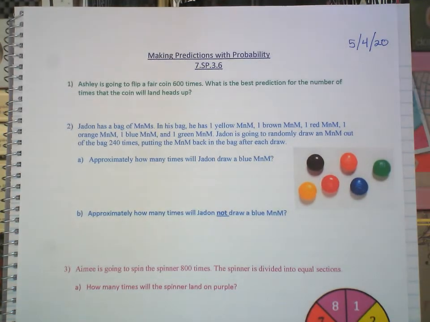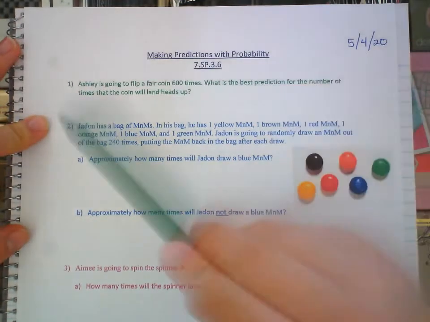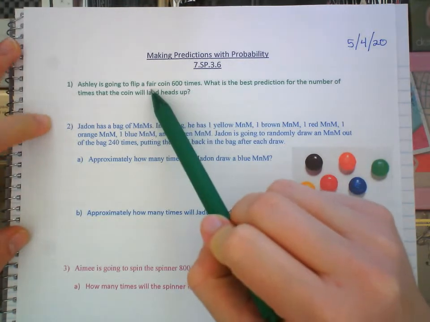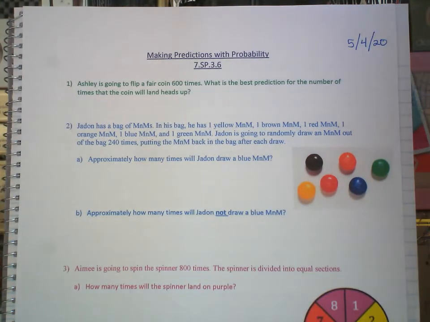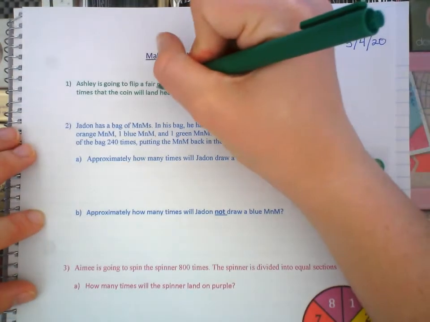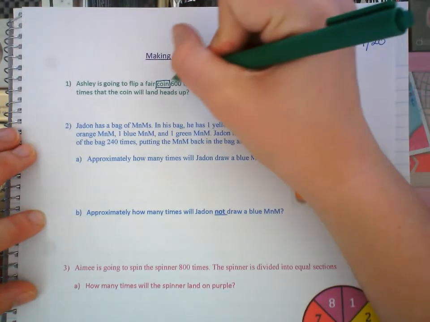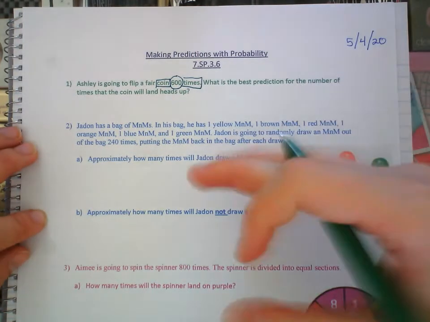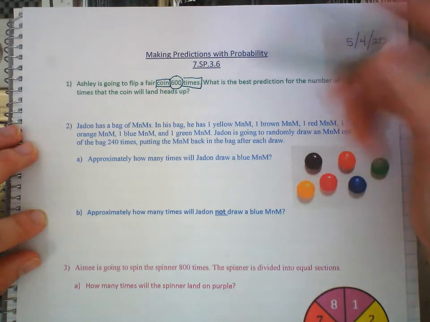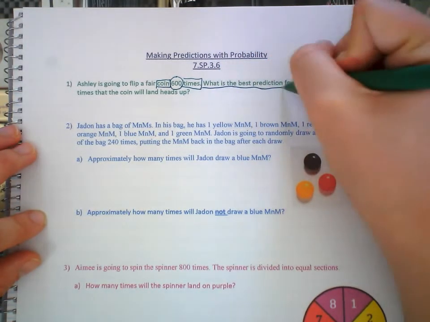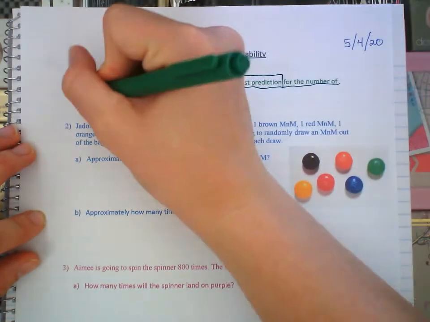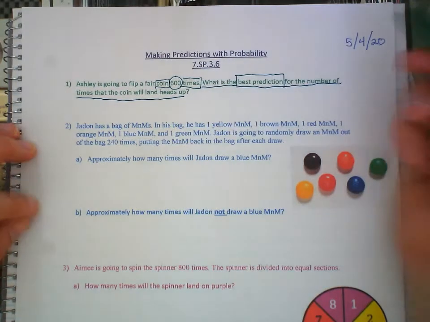a few problems. So the first problem says, Ashley is going to flip a fair coin 600 times. What they mean by fair coin is it's not weighted, so you have equal odds to flip a heads versus flipping a tails. She's flipping a coin, that's important, so I'm going to box that, 600 times. She flips it, heads, flips it, heads, flips it, tails, etc. What is the best prediction? We're making a prediction for the number of times that the coin will land heads up.